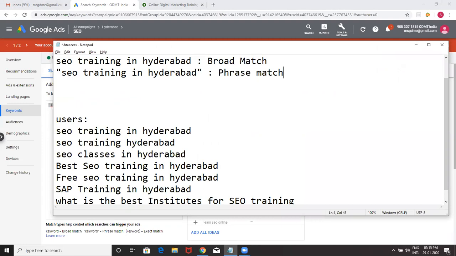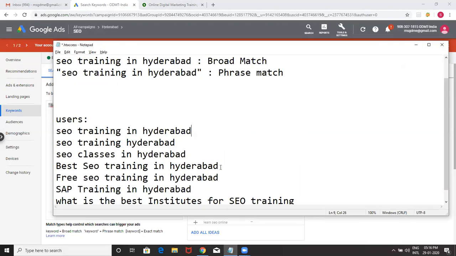Phrase match. How does this work? When you mention the phrase match, it means that the customer should not disturb the pattern whenever typing. Now, first one, SEO training in Hyderabad. He didn't disturb the pattern, so the ad will appear. Second, SEO training Hyderabad. In is missing, so the ad will not come, because he disturbed the pattern. Third, SEO classes. Here training is there, classes, so it will not come.